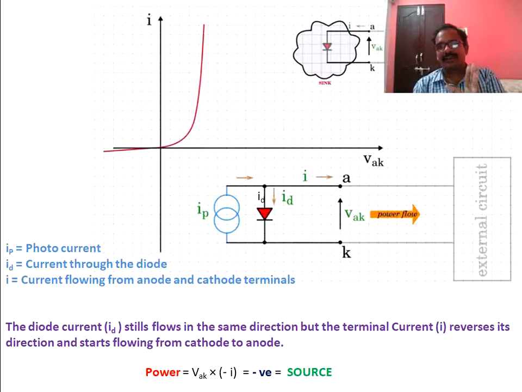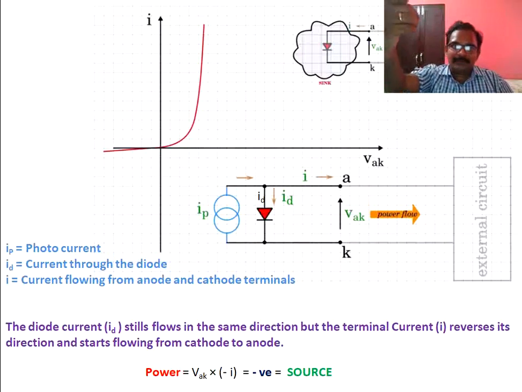Now you can see I have three currents there: IP, ID and I. By applying KCL, IP is the incoming current, and I and ID are the outgoing currents. The sum of incoming currents equals the sum of outgoing currents. So IP is equal to ID plus I.